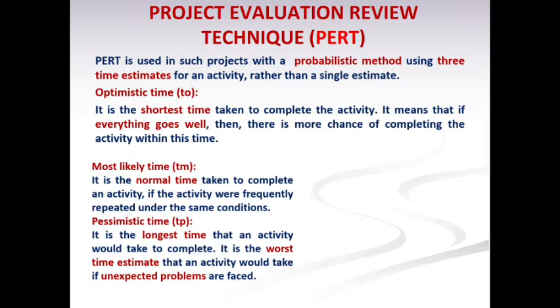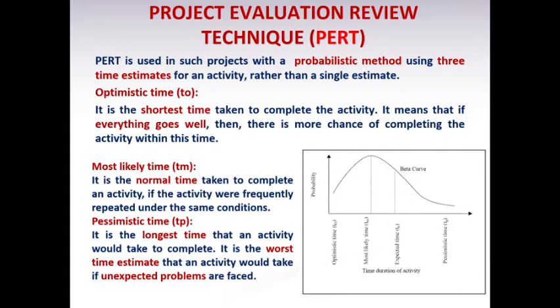Taking all these time estimates into consideration, the estimated time will be arrived at by using a beta curve like this. The expected time will be coming like this. It will be coming around this place, between the optimistic time, the most likely time and the pessimistic time. So by using the beta curve, we will be arriving at the estimated time. There is a formula for estimating it.